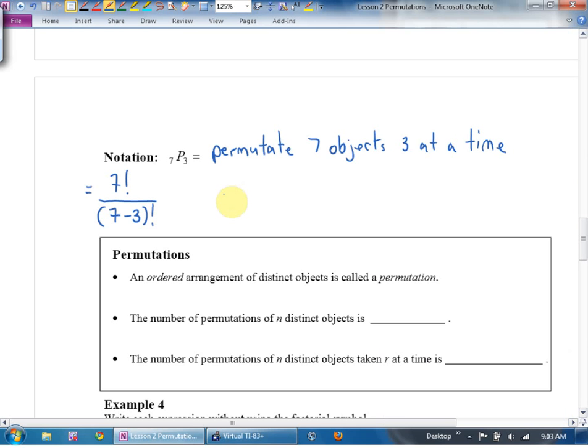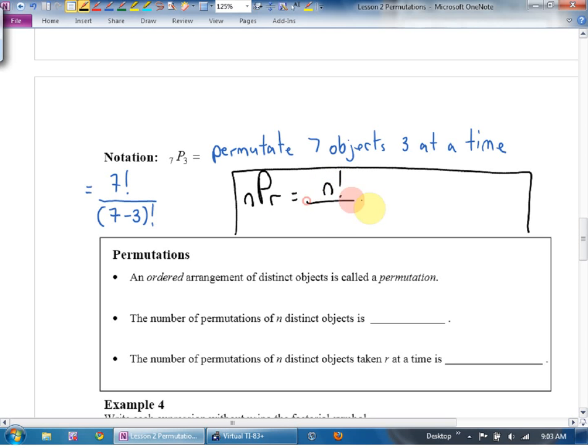Here's the generic one. From n objects, permutate r of them. It's defined as n factorial all over n minus r factorial. And that's on your formula sheet. Check it out. See it there, Stephen? About two-thirds of the way down the page. Yes? Okay.